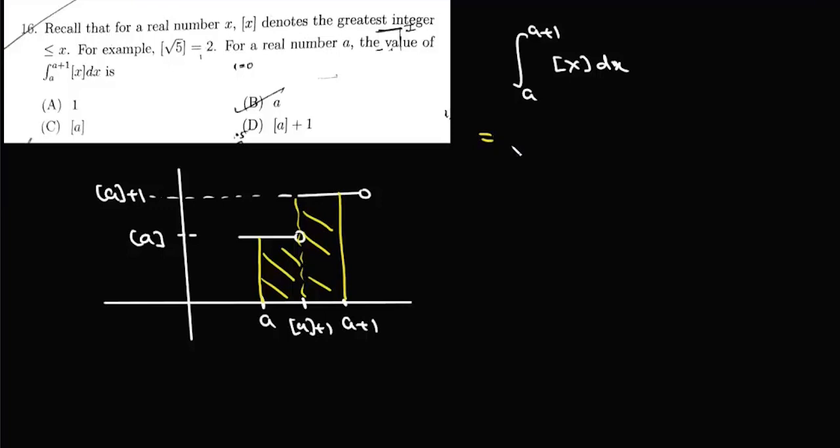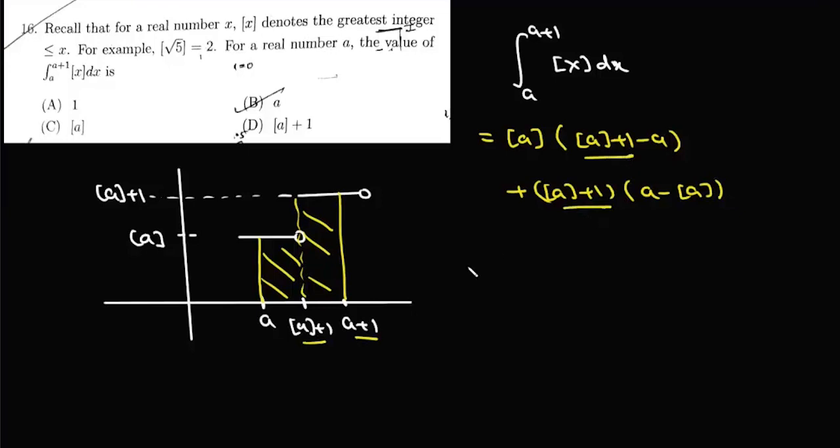So we can write this as greatest integer function of a into, and this is greatest integer function of a plus 1 minus a, and plus here will be greatest integer function of a plus 1, and here will be this a plus 1 minus greatest integer function of a plus 1. So there will be a minus greatest integer function of a.